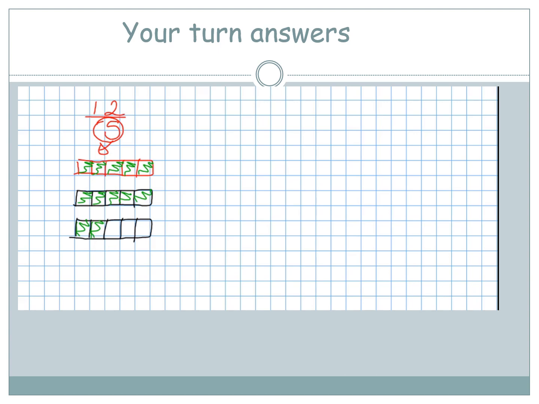11, 12. So now that you've got to 12, you can see that you have used 2 whole parts and your denominator was 5, so your 5 goes underneath and then you've got 2 left over. So your answer is 2 and then 2 over 5.